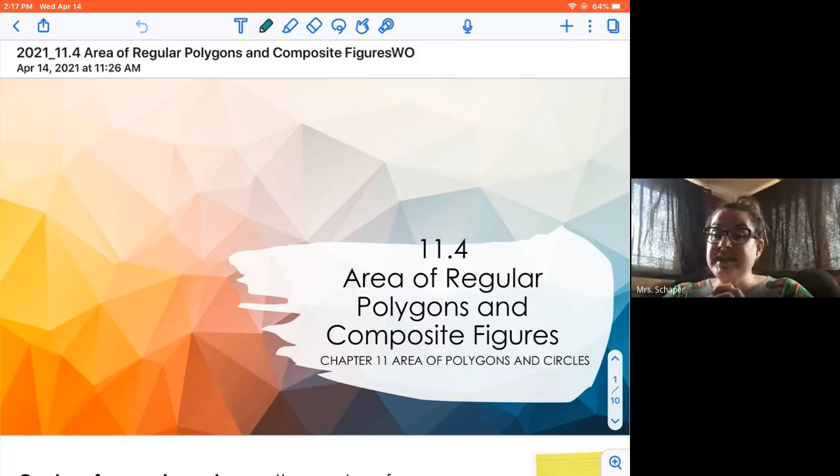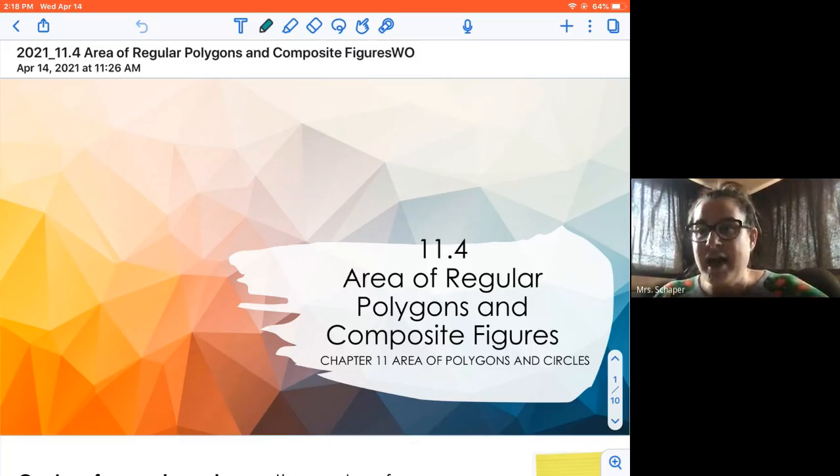So 11.4, we're going to be talking about area of regular polygons and composite figures. This is really going to be challenging us to bring in our skills using trig functions and finding missing measurements using all of that fantastic material we've learned. So let's try this. Here we go.